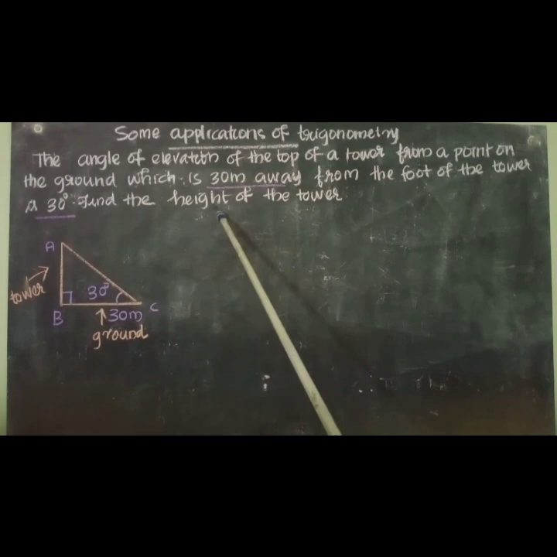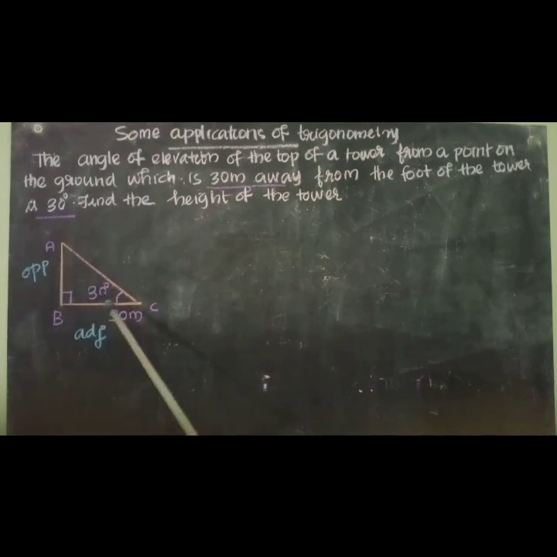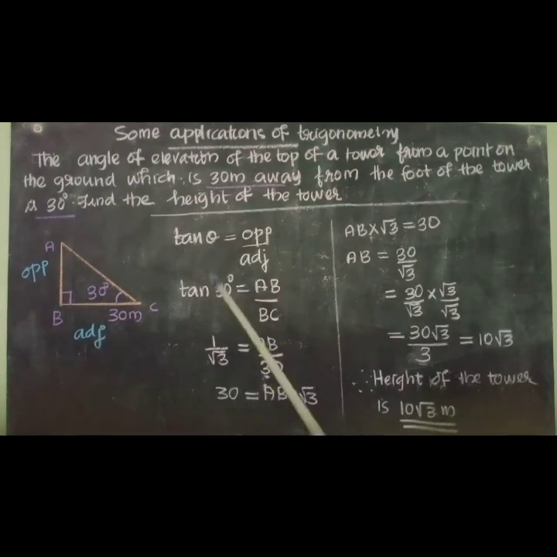We need to find out the height of the tower. That means we need to find out AB. So for this acute angle C, this AB is the opposite side. The given side is BC, it is the adjacent side. Let us take the ratio. We have tan theta equal to opposite side by adjacent side. Here theta equal to 30 degree. Tan 30 degree equal to AB by BC.